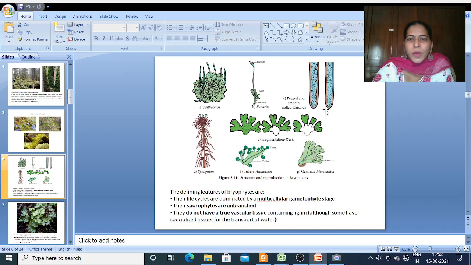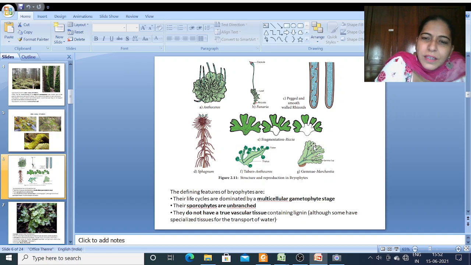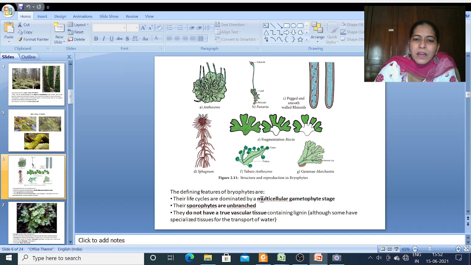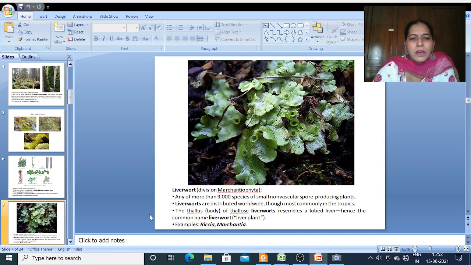They have rhizoids. They can be smooth-walled, or pegged or tuberculate. Then Marchantia, etc., have scales also. The sporophytes are unbranched, and generally they are dependent on the gametophytic stage. They do not have true vascular tissue containing lignin. Right? So one by one we will talk about all the three groups.